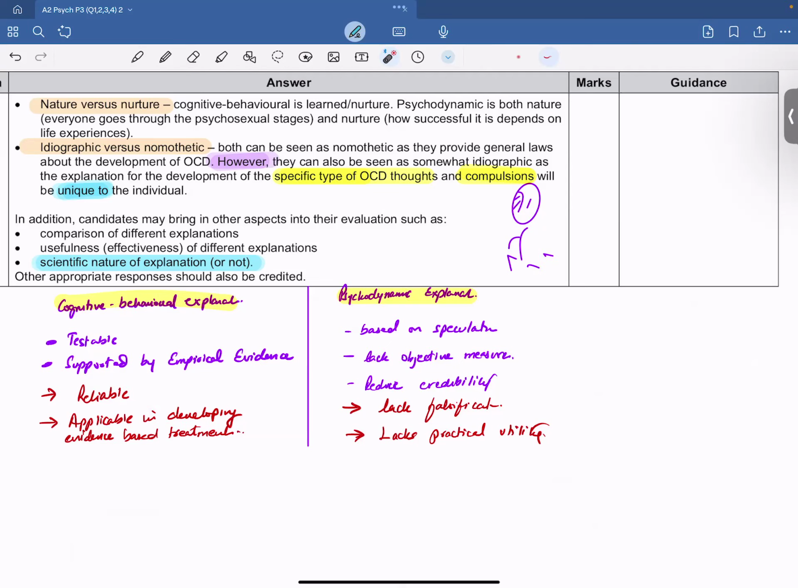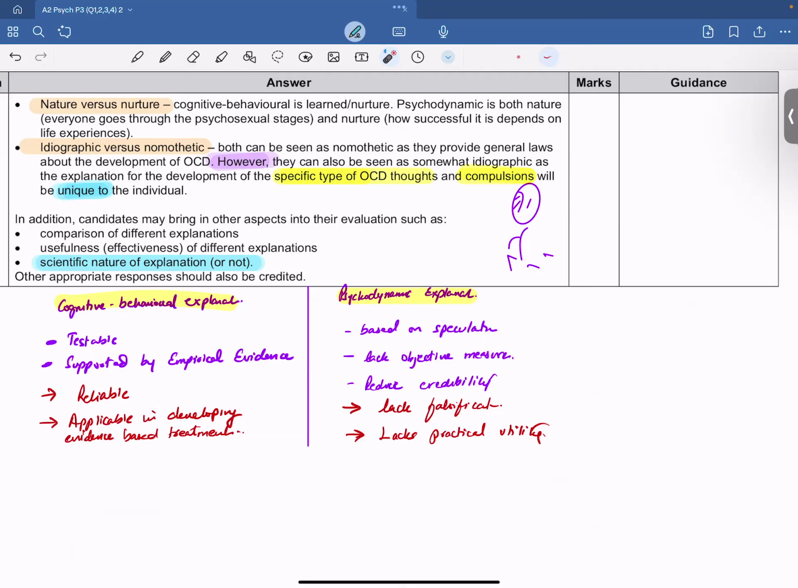Now, this is when you're concluding, right? Based on whatever evaluative points you have mentioned above, this is when you're finally taking that decision, using that authority to conclude something. However, on the other hand, you could say that the psychodynamic explanations are holistic, but at the same time they're based on speculations. Like I said, they also lack empirical evidence.